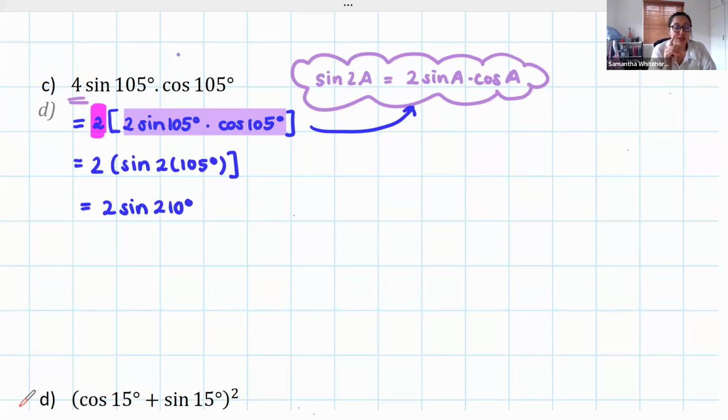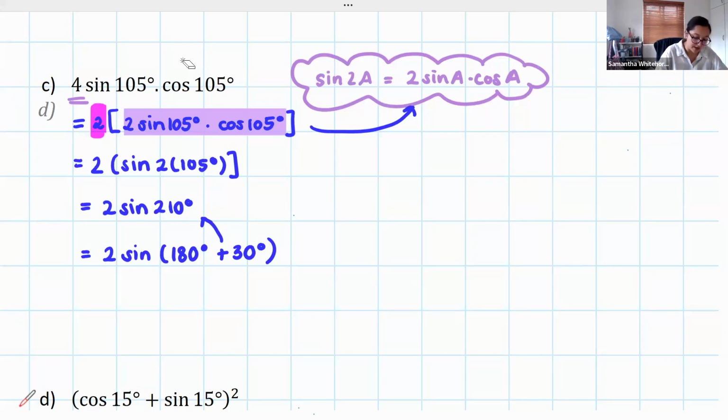The question initially told me, determine the value of the following without the use of a calculator. So either way, I somehow need to get a special angle here, because that's the only way I'm going to be able to do this without a calculator. So what I can do is I can apply a reduction. Sine of 180 plus 30 gives me 210.